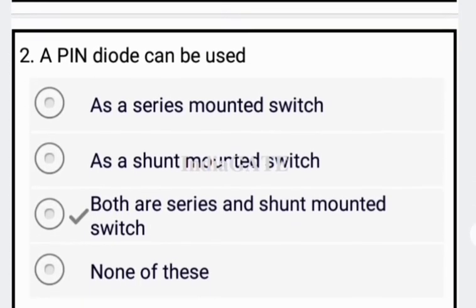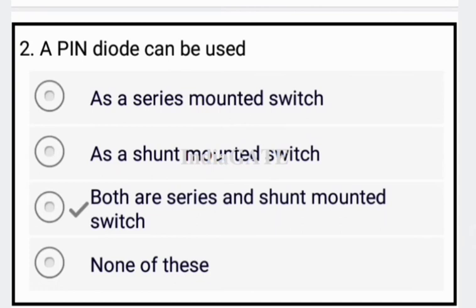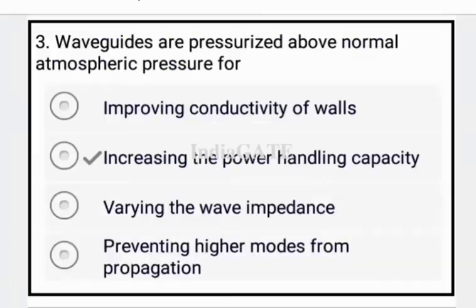Next question. A PIN diode can be used both as series and shunt mounted switches. So option C is the correct answer. Next question. Waveguides are pressurized above normal atmospheric pressure for? The correct answer for this question is option B, that is increasing the power handling capacity.